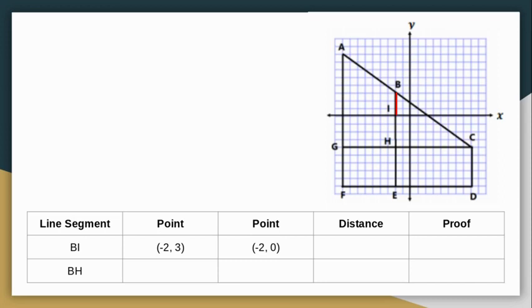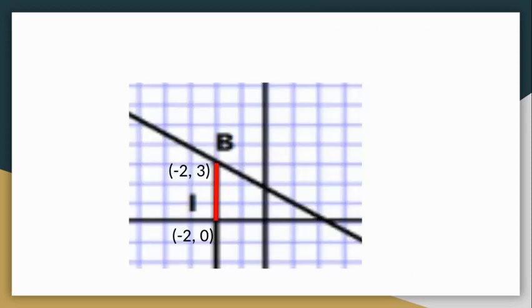Let's zoom in on our line segment. We can see that both of our points have an x-coordinate of -2. This tells us that our line will be vertical, because only the y-coordinate of the points, their height, changes. Now that we know this, let's ignore the x-coordinate and focus on the value that changes, the y-coordinate.